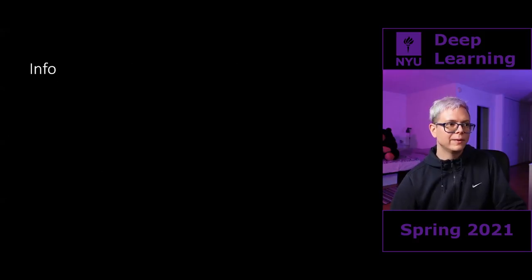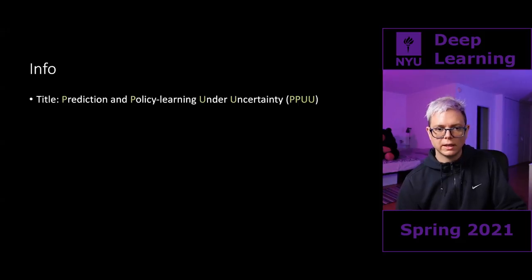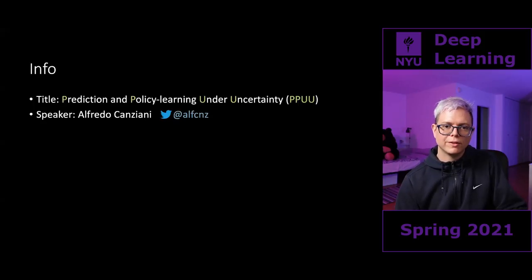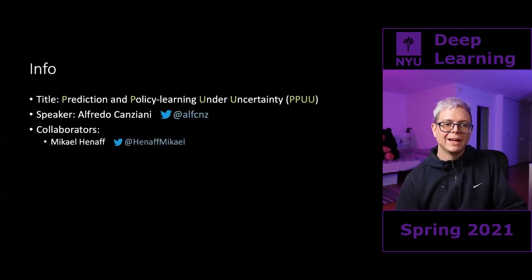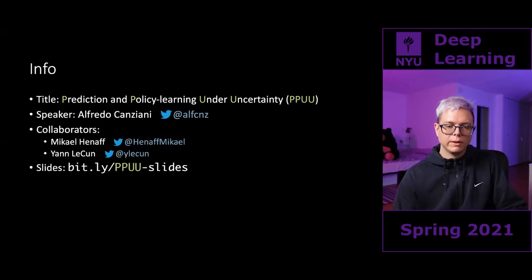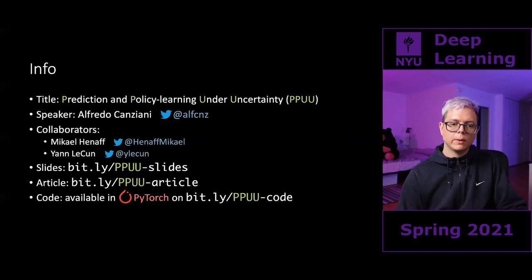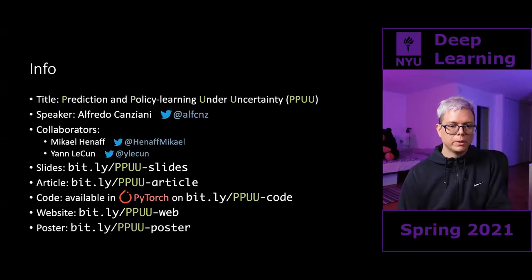And so finally, just a recap of everything, you can find more information about this project. This is, again, prediction and policy learning under uncertainty. That was me. You can find more stuff on Twitter, of course. This was an article written basically by Michael Henaff, a project we worked on together for over a year. And yes, Yann, of course. Slides, if you want these slides, are available over here. There is an article, of course, from ICLR. The code is available in PyTorch on my GitHub. And then there is a website as well. And there is also a poster.